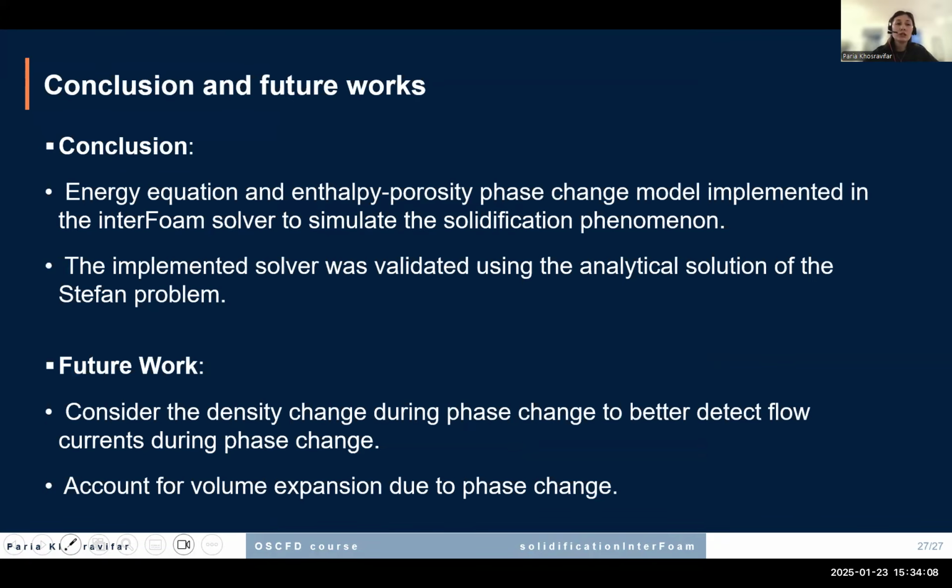So as a conclusion, I applied the energy equation and the enthalpy porosity phase change model into the interFoam solver to simulate the solidification phenomenon, and I've checked my solver's validity with analytical solutions of the Stefan problem. For future work, I will work on considering density change during phase change to better detect the flow currents during phase change, and I will also consider the volume expansion during phase change to be able to apply it to freezing droplets.